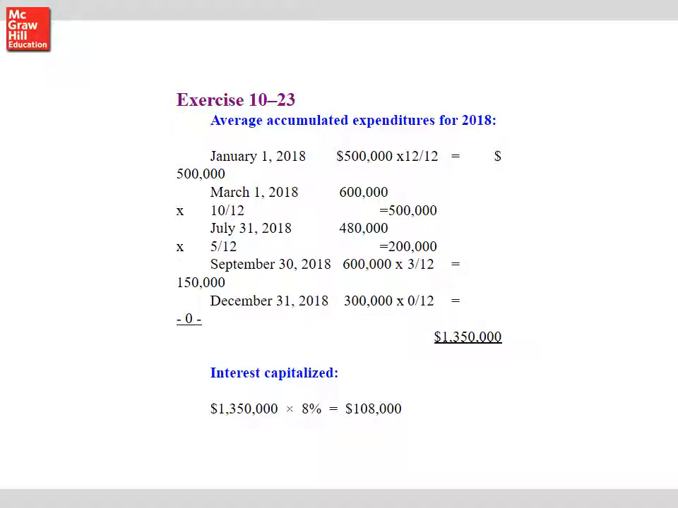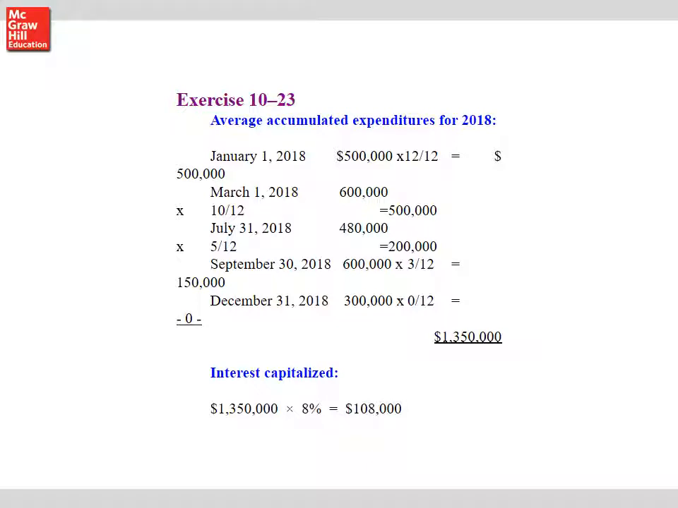What we do is add up each of the results we calculated for each payment. So the $500,000 plus the $500,000 plus the $200,000 plus the $150,000. $1,350,000 of the expenditures will be used to calculate interest on this construction. And we're basically trying to figure out how much interest would have been avoided if we didn't do this construction.